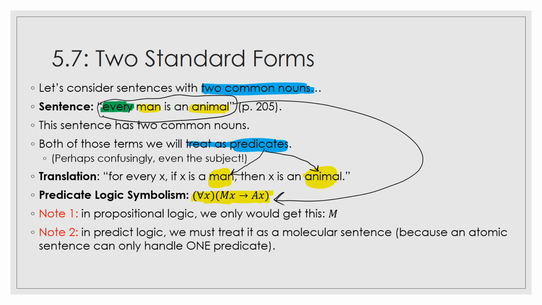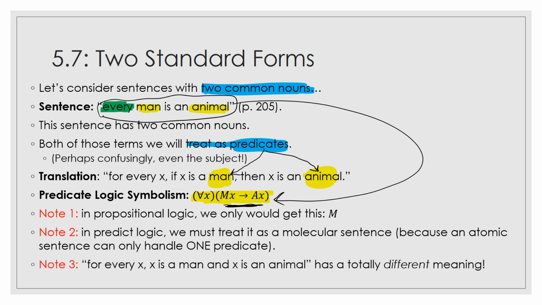Note 2, in predicate logic, we treat it as a molecular sentence, because one atomic sentence can only handle one predicate. So our molecular sentence is this guy right here, because we have two predicates. In the previous section, we had one predicate, but now we have two. Note 3, if we said for every x, x is a man and x is an animal, we have something that has a totally different meaning.